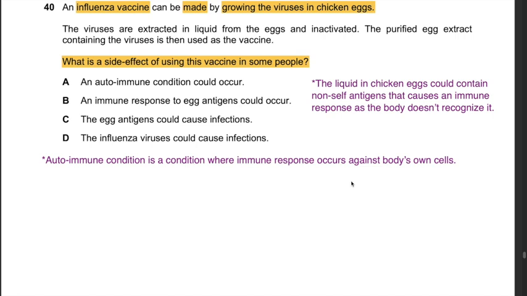So, the side effect of using this vaccine in some people would be that an immune response to egg antigens could occur, because egg antigens are non-self antigens or foreign antigens. If they are injected into a person, the person won't recognize these egg antigens because they are from a chicken. So these would obviously be non-self antigens, hence an immune response would occur, and that is a side effect. So the only answer over here is answer B. An immune response to egg antigens could occur.